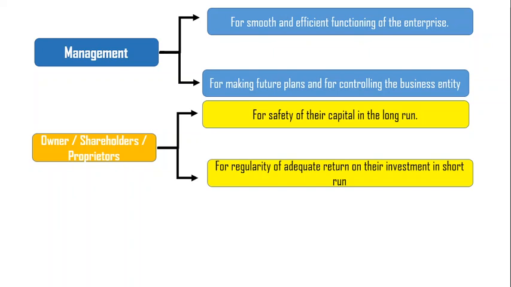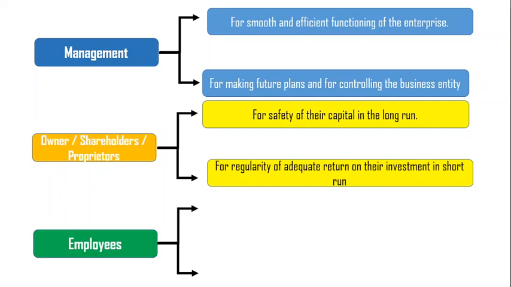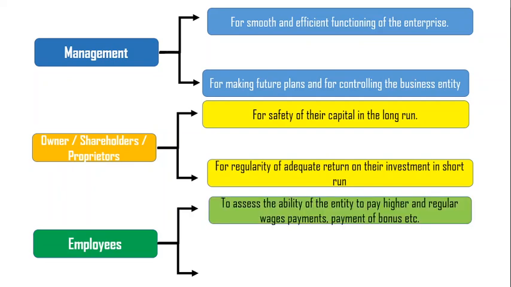In this category, the third one is employees. Of course, employees within the organization also need accounting information. Why do they need accounting information? To assess the ability of getting a higher pay. Seeing the accounting information, they understand the financial position of the business, whether they can get a higher pay, regular wage payment, or a bonus, or something like a provident fund for the workers. Some separate funds can be created by the company, since the accounting information shows good results.